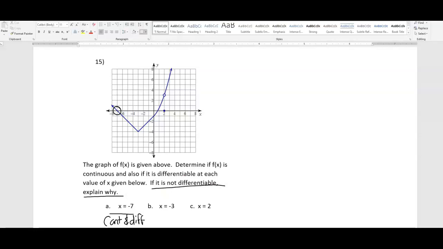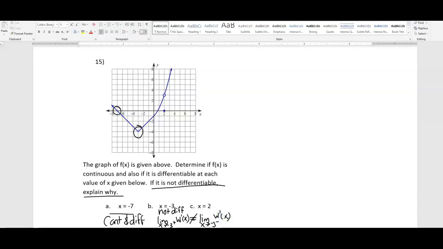So it says -3. That's right here. Okay, well that's a continuous point. There's no holes, gaps, or jumps, but there's a cusp there. And cusps are not differentiable. And the reason that cusps are not differentiable is because the slope from the left is not the same as the slope from the right. So the reason it's not differentiable, so you need to write your answer, is because the limit as x is approaching -3 from the right of the derivative is not the same thing as approaching -3 from the left of the derivative.